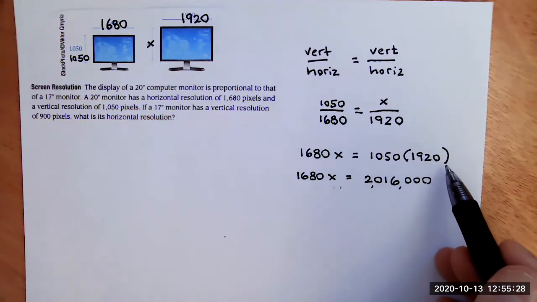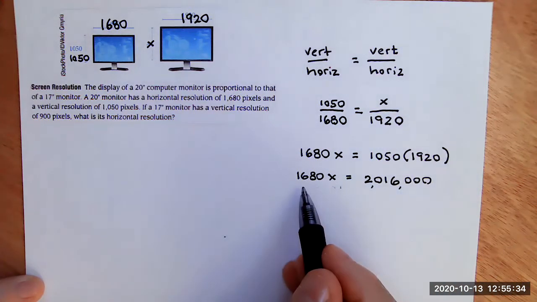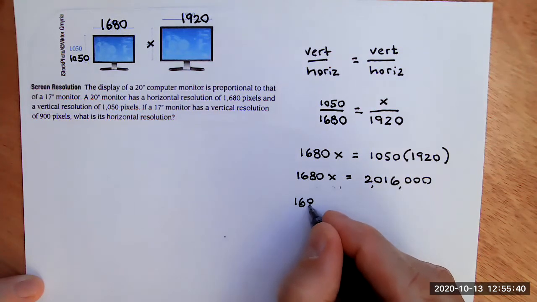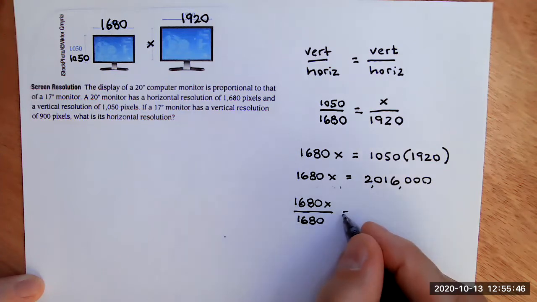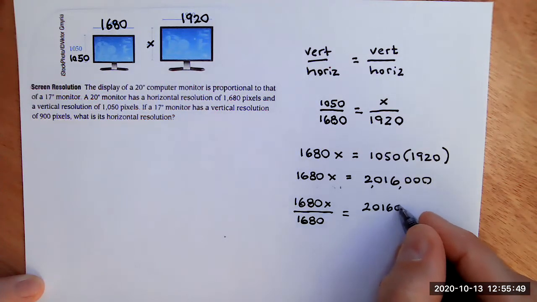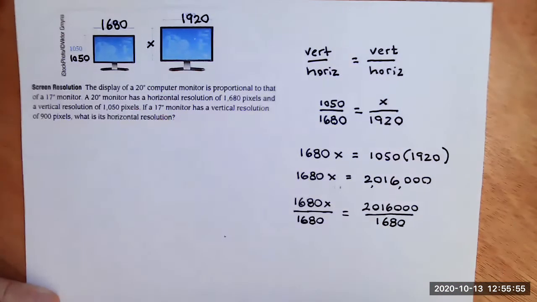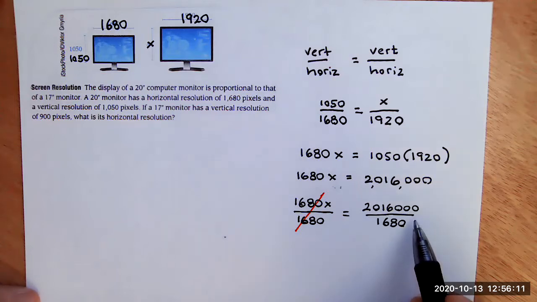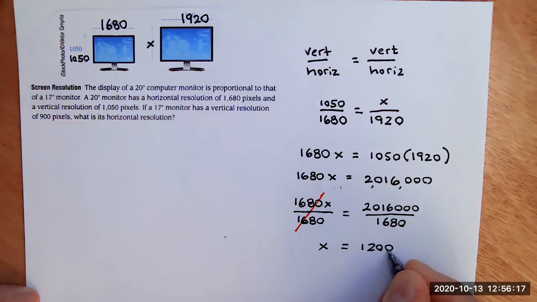1,050 times 1920 is 2,016,000. I want to get X by itself, so I'm going to divide both sides by 1,680. 1,680 over 1,680 is equal to 1. And 2,016,000 divided by 1,680 is 1,200.